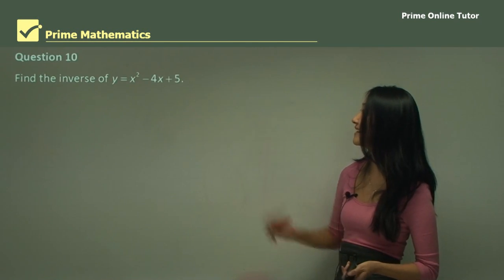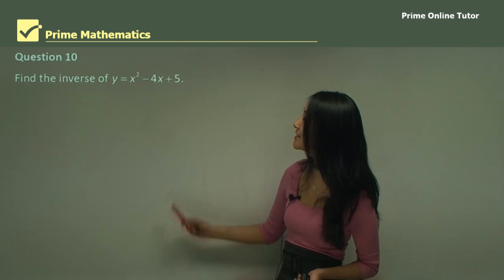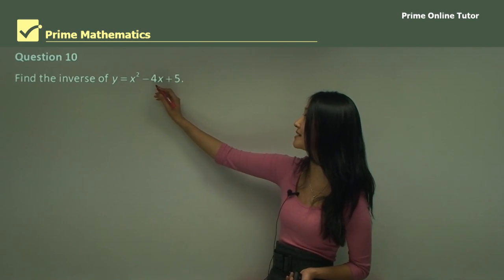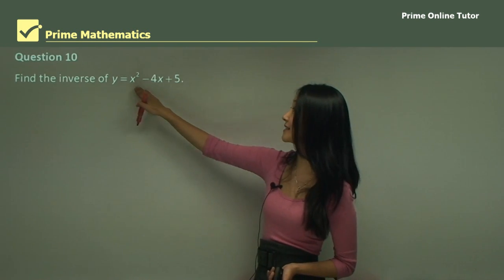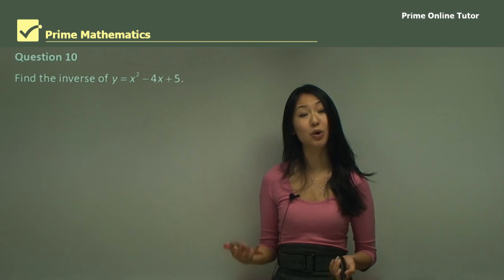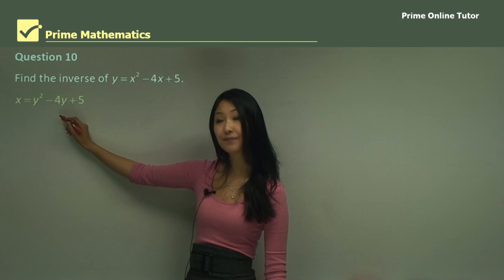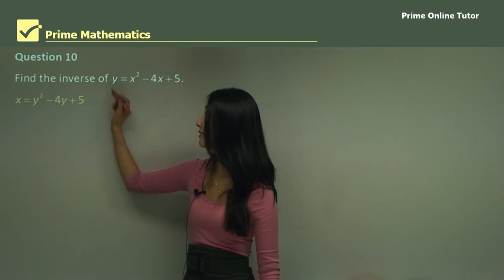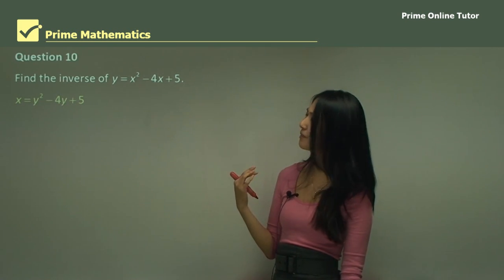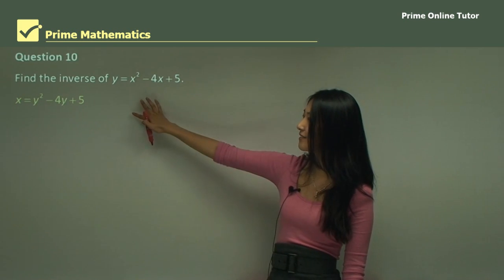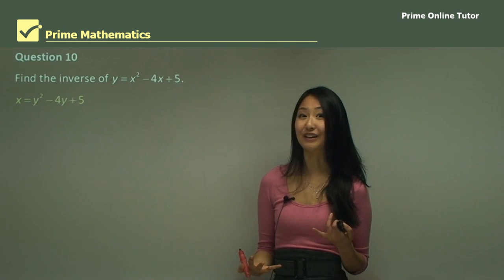Okay, let's have a look at question 10 now. So in question 10, we want to find the inverse of y equals x squared minus 4x plus 5. So remember how I said it doesn't matter how many x's there are, we need to switch all of them for y. So I've switched both of these x's for y over here, and we have x swapped for y. Now we still need to make y the subject. And how do you think we may go about doing that, considering that we have y squared minus 4y plus 5? What method do you think we can use?